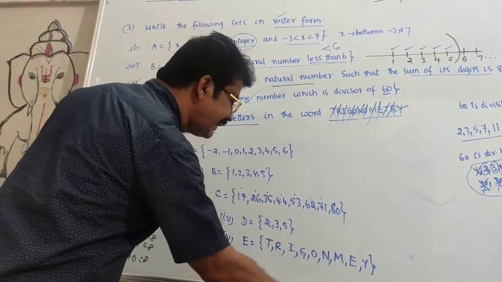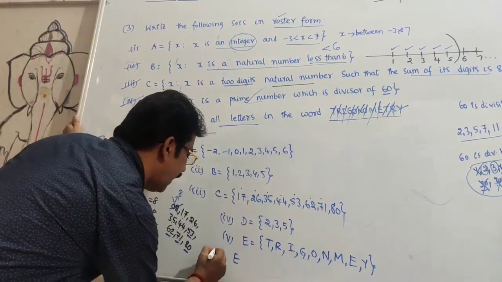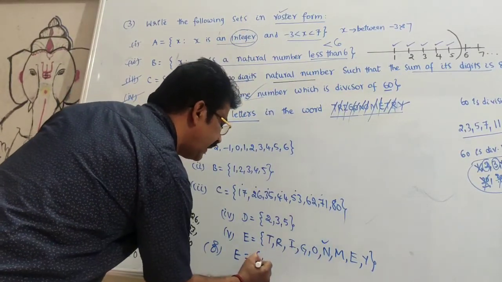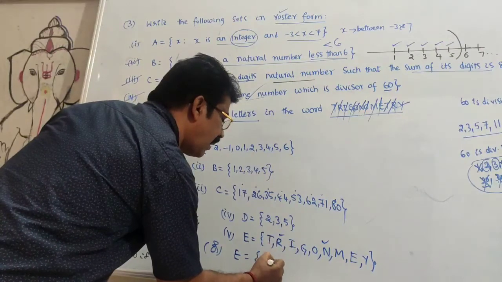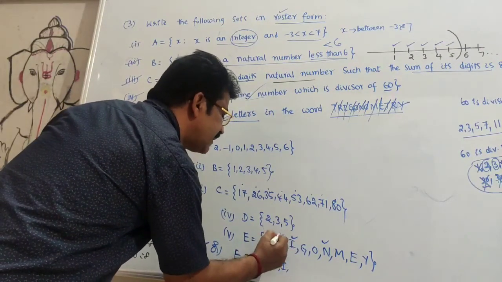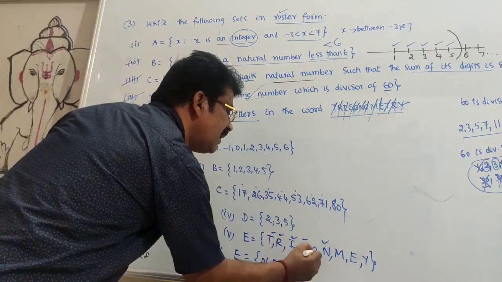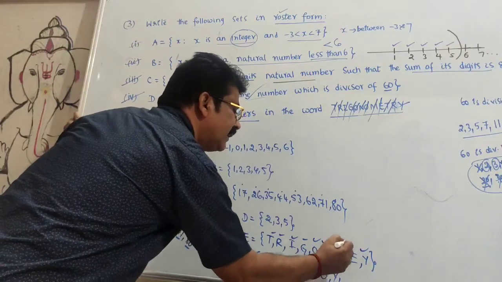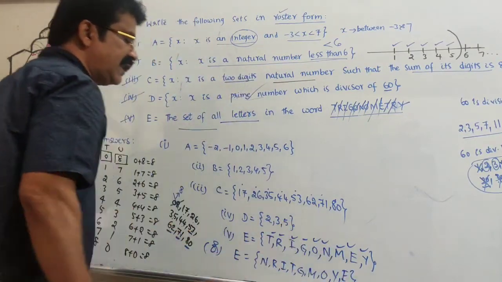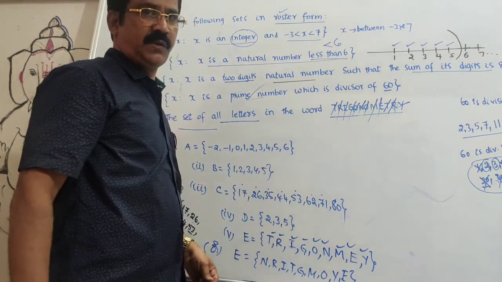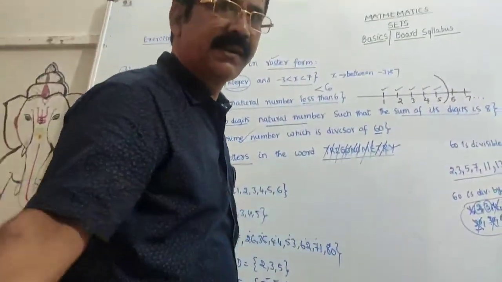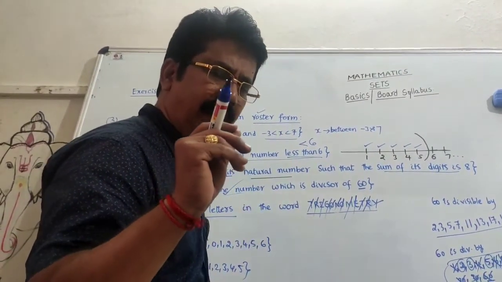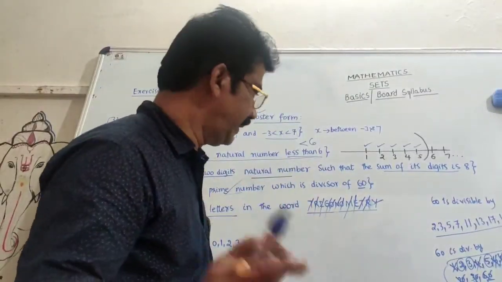Similarly, you can write capital E as the set of, you can change the order. You can write first N, next R, next I, next T, next G, next M, next O, next Y, next E, just like that. You can change the order as you wish. So therefore, in roster form, order is not necessary and repetition of the letters, objects, members or elements is not necessary. Hence the problem.